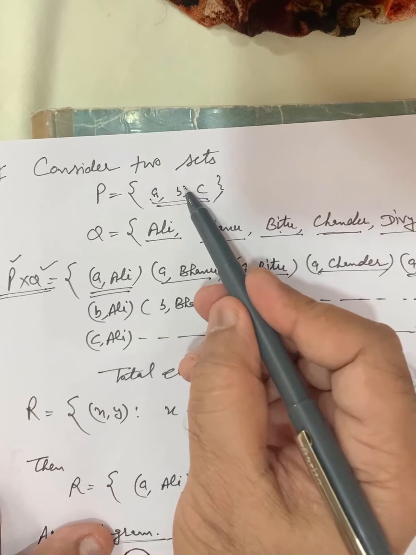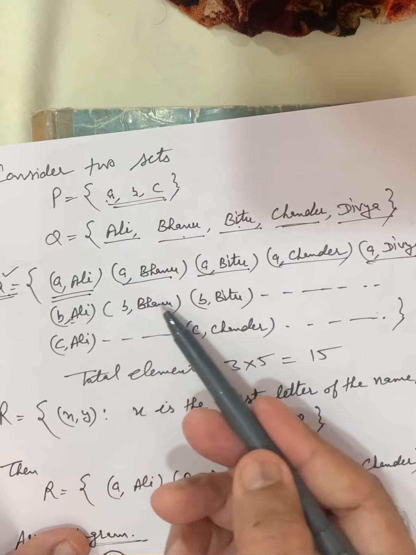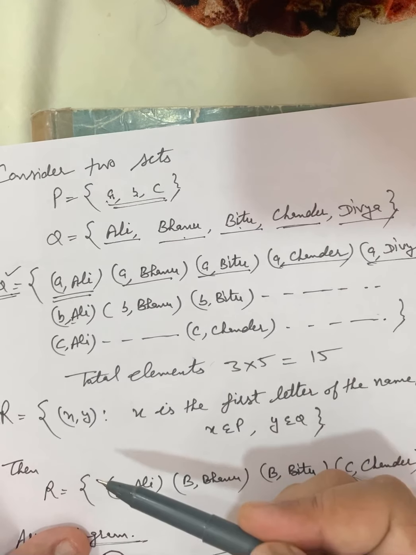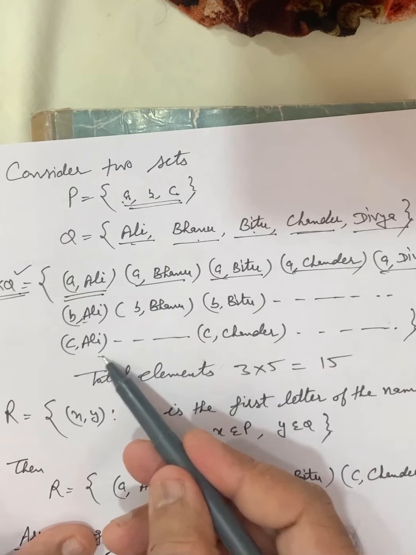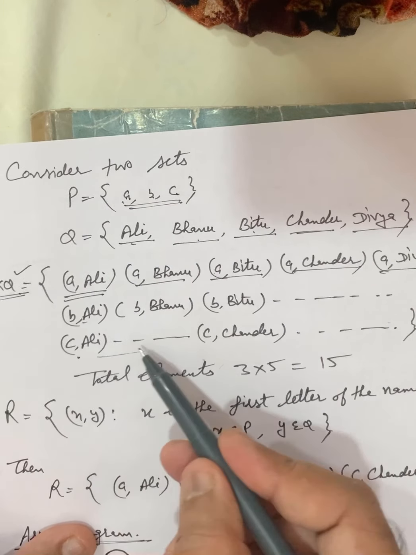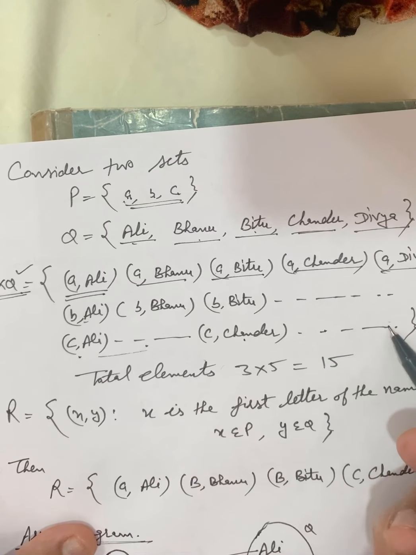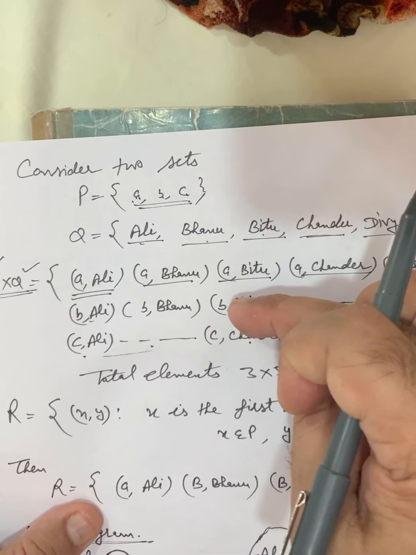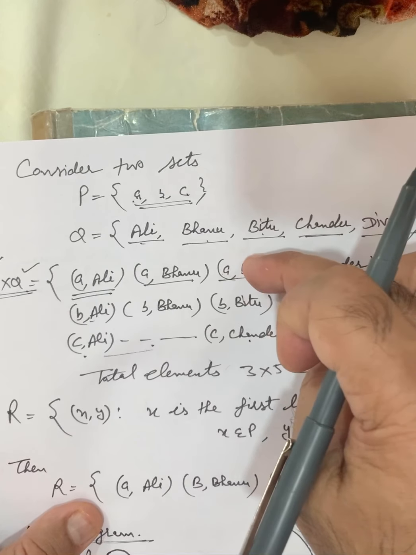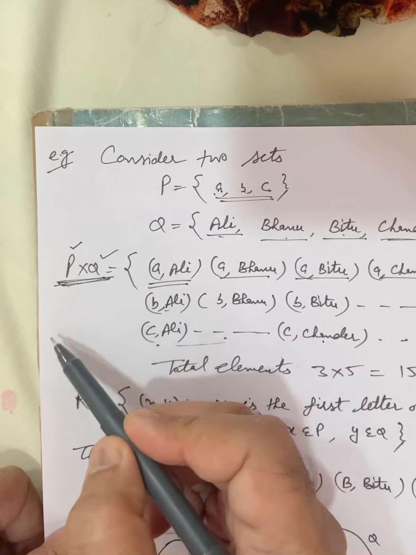Similarly, taking the second element B, it will be paired with all the 5 elements. We get 5 remaining ordered pairs. Similarly, C will be paired with all these 5. So there will be C Ali, C Bhanu, C Chandar, C Bittu, C Divya. 5 ordered pairs with C, 5 ordered pairs with B, 5 ordered pairs with A. Total 15 ordered pairs will be there in the Cartesian product P cross Q.